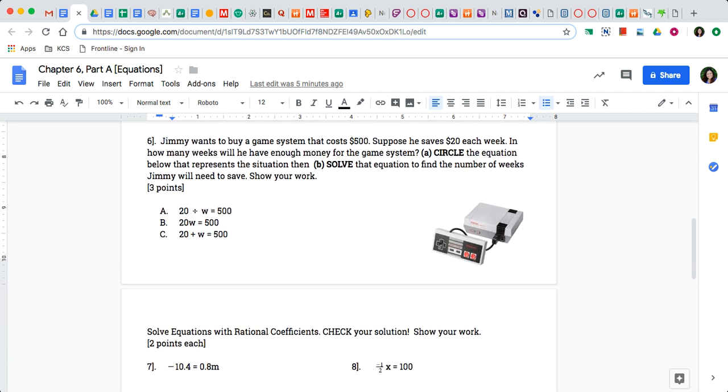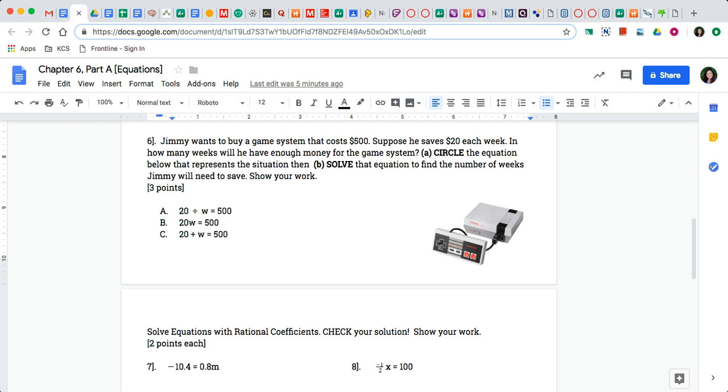Number 6. Jimmy wants to buy a game system that costs $500. Suppose he saves $20 each week. In how many weeks will he have enough money for the game system? Part A, circle the equation below that represents the situation. So you're going to circle which one of these represents what's being talked about up here.